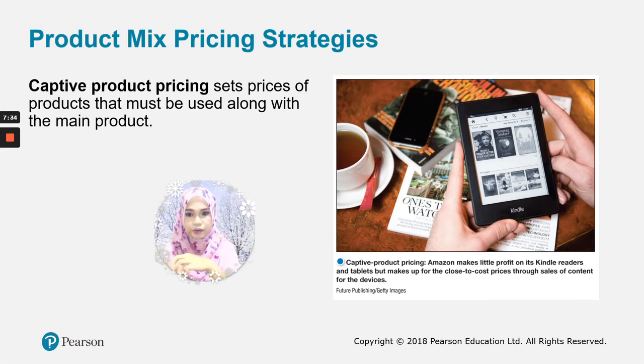That means you set the price for the ink just now so that you can make use of it for the printer. Okay, another example here: Amazon made little profit on its Kindle readers and tablets, but makes up for it, close to cost prices, through sales of content for the device. You know what a Kindle reader is? This one, the tablet. It looks like a tablet, but it's actually a catalog whereby you can buy the products in Amazon.